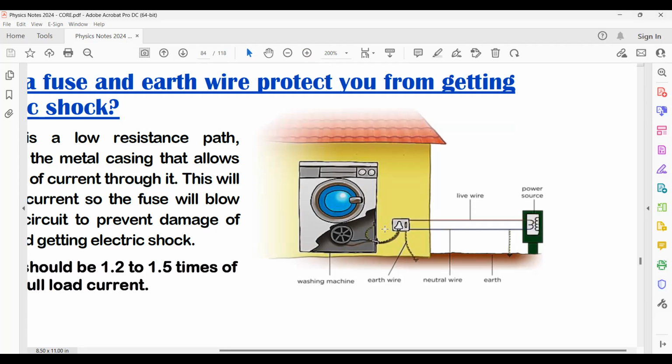The neutral wire completes the circuit. It sends back the charges to the government to gain voltage and come again. So the neutral wire must always be at 0 volt. If the neutral wire has voltage, it can cause a major problem. And both wires are connected to the motor of the washing machine. The third wire is the earth wire. It's connected to the metal casing.